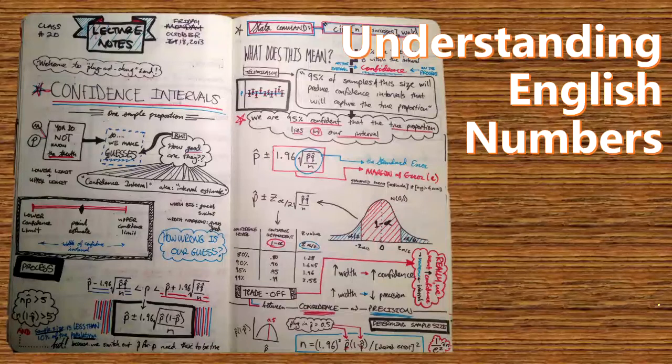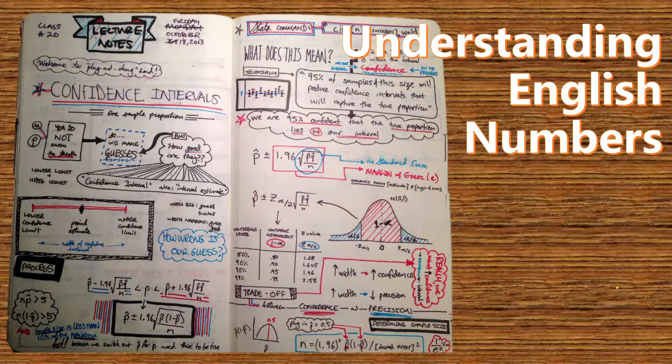Hello friends. In this lesson we're going to talk about how to understand numbers in English. Now numbers are one of the most basic things in any language. We use them all the time, whether you're checking the weather or shopping or doing some math or reading the news. They're all over the place and they can come in many different forms.